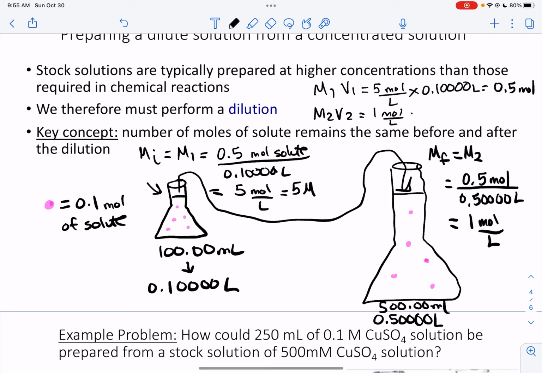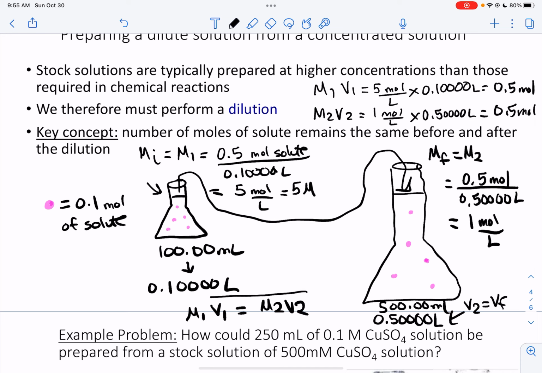if we have our 1 mole per liter and we have our new solution volume, V2 or V_F, we could multiply it by this new volume. Here's the proof: we again have 0.5 moles. Since these are equivalent to each other, that tells us that we can always use this relationship, M1 V1 equals M2 V2, and we can always solve for one of the variables given the other three.